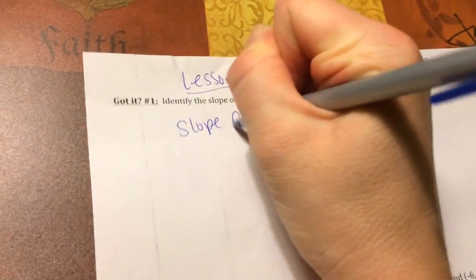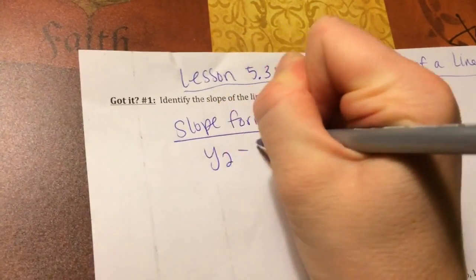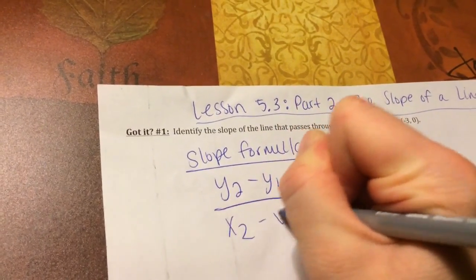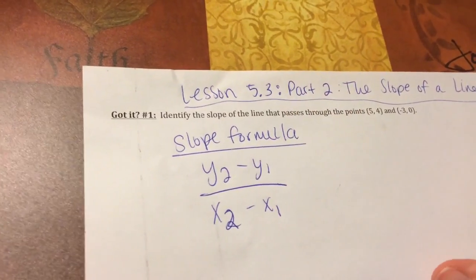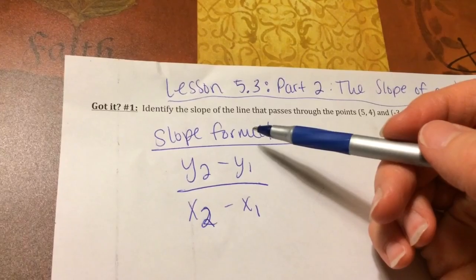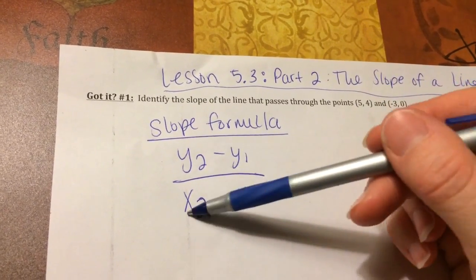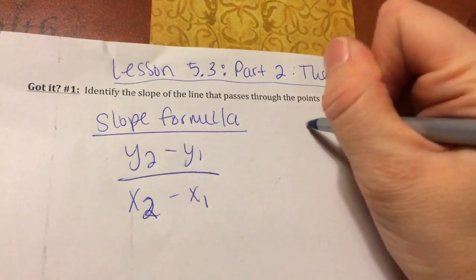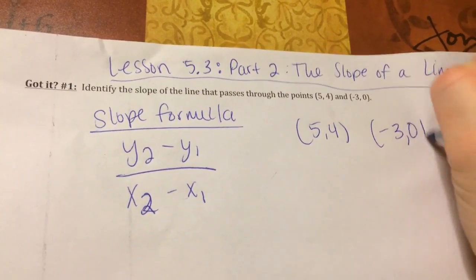The slope formula that we just learned in our lesson is y2 minus y1 over x2 minus x1. So remember from our key concept, the slope definition is the change in the y coordinates, right? We subtract them over the change in the x coordinates. We subtract them. Let's recopy our points, (5, 4) and (-3, 0).